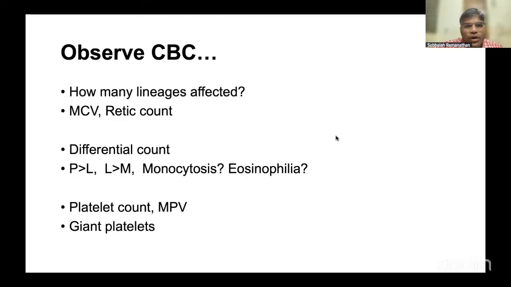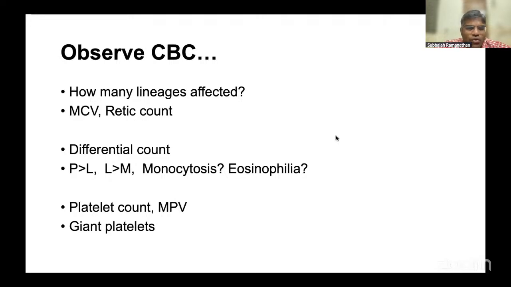When you observe the CBC, you see how many lineages are affected. If it's just one lineage, anemia, leukopenia, thrombocytopenia, or bicytopenia or pancytopenia. MCV, if it's low, there are some causes. When it's high, there are some causes. Retic count is a surrogate for bone marrow healthiness, especially when there is anemia. When hemoglobin drops down, you expect the retic to be high. If that is happening, the marrow is compensating, increasing the production for the need. But when it's low or inappropriately low, there's something wrong within the marrow. It could be a deficiency of the nutrients, or it could be a pathology within the marrow.